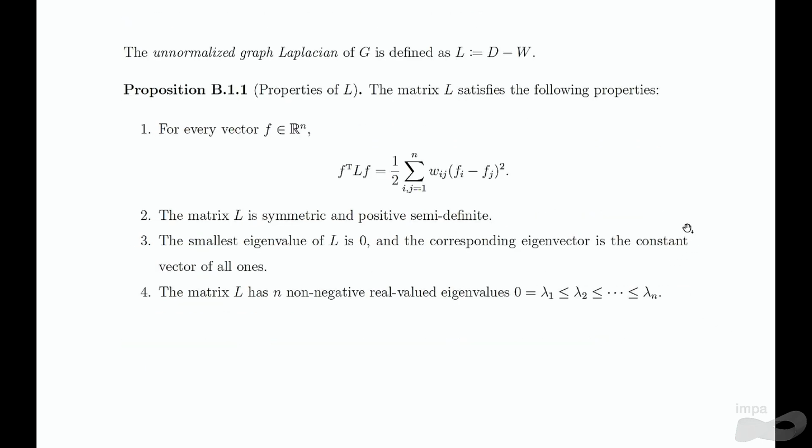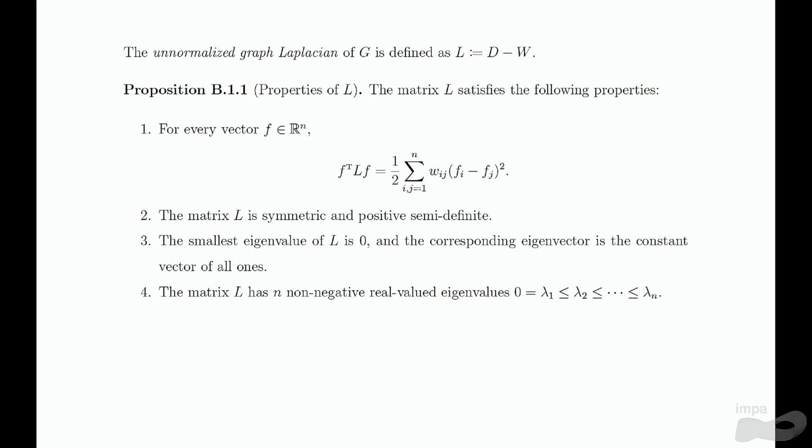So with these ideas, we can introduce our first matrix of interest, often called the unnormalized graph Laplacian. This matrix L is defined as the diagonal matrix of degrees minus the weighted adjacency matrix. Okay? All right, so we have a proposition here laying out 4 properties for this Laplacian.